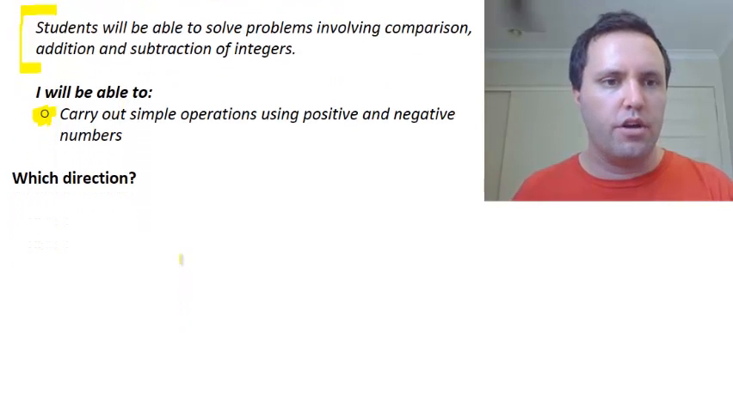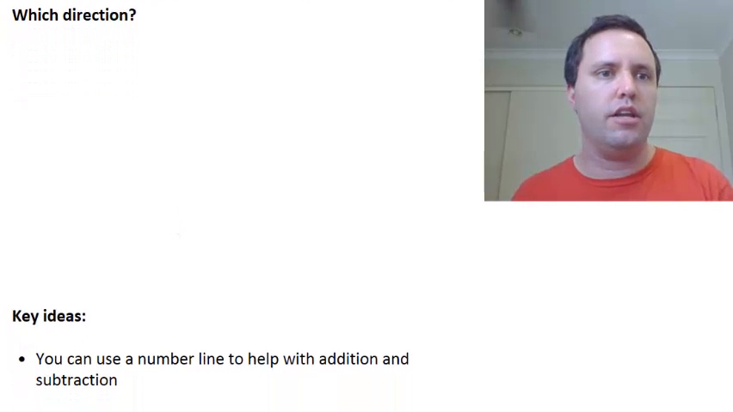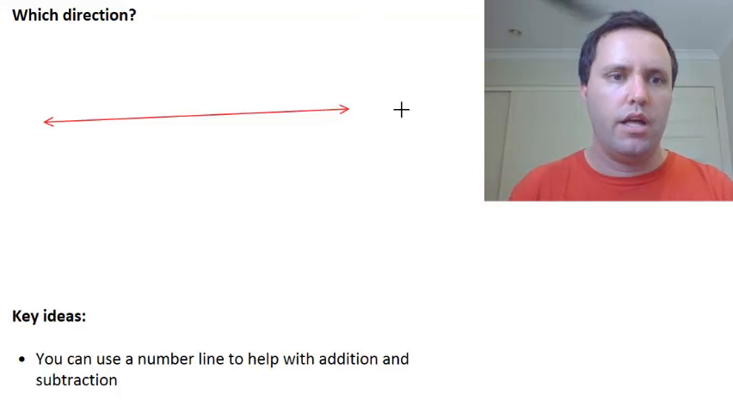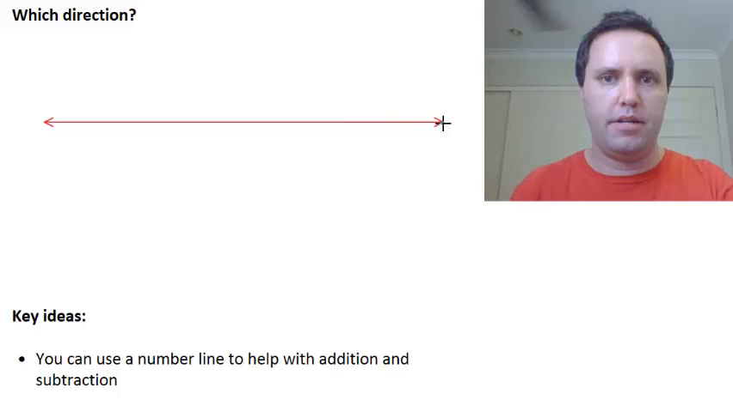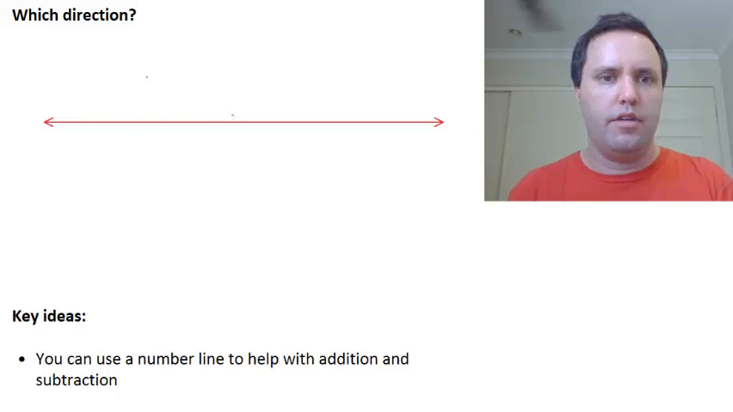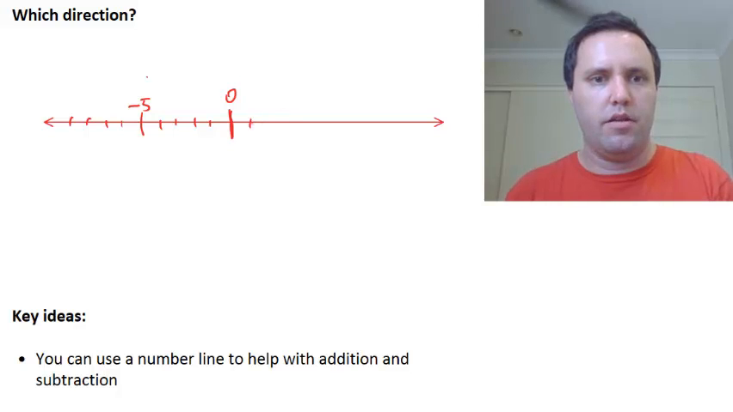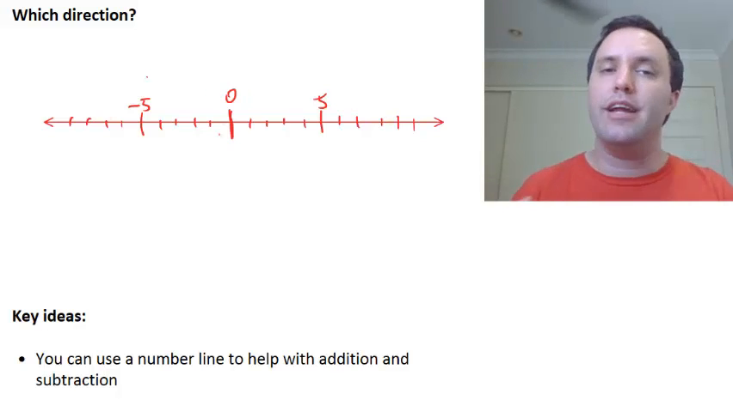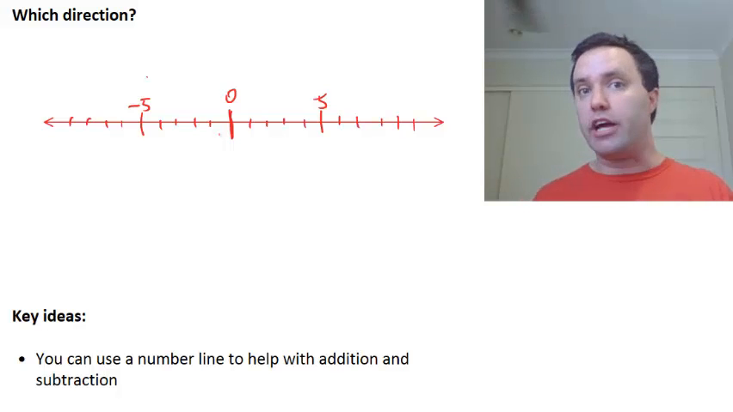Alright, so which direction? Let's have a look at how we've seen our number lines before. I'm going to bust out a number line here, and we'll have my 0, 1, 2, 3, 4, negative 5, and 1, 2, 3, 4, 5, etc.